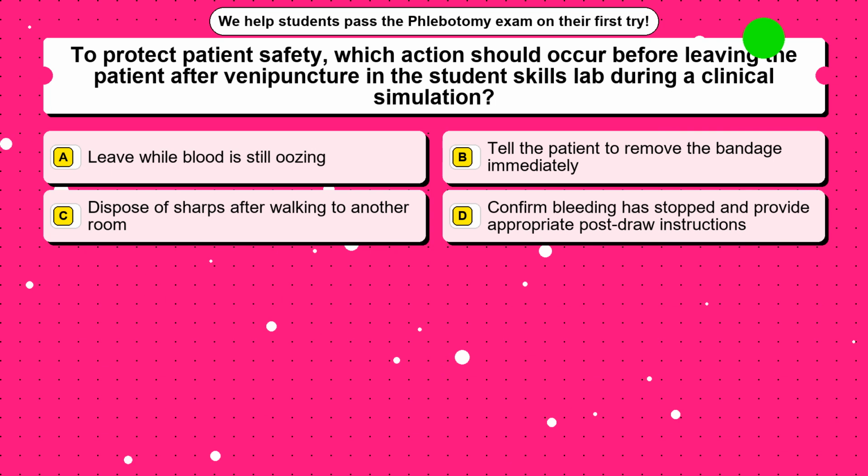Question 91. To protect patient safety, which action should occur before leaving the patient after venipuncture in the student skills lab during a clinical simulation? Option A. Leave while blood is still oozing. Option B. Tell the patient to remove the bandage immediately. Option C. Dispose of sharps after walking to another room. Option D. Confirm bleeding has stopped and provide appropriate post-draw instructions.